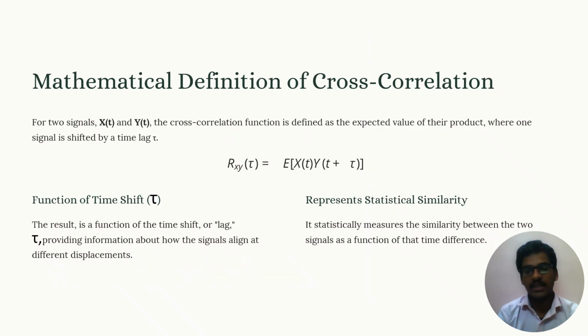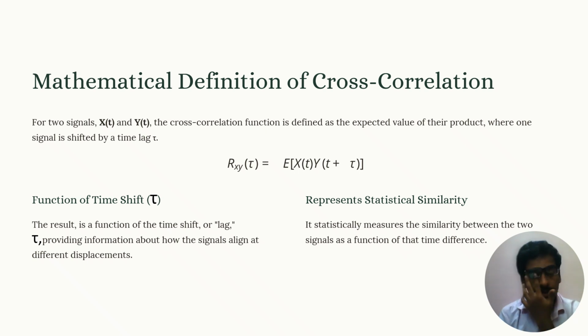Coming to the mathematical definition of cross correlation. Mathematically, for two signals x(t) and y(t), the cross correlation is the expected value of the product of the two signals when one signal is shifted by a time lag of tau. The output is a function of tau, meaning that the correlation changes depending on how we shift one signal relative to the other. It gives us information about similarity and alignment at different delays.